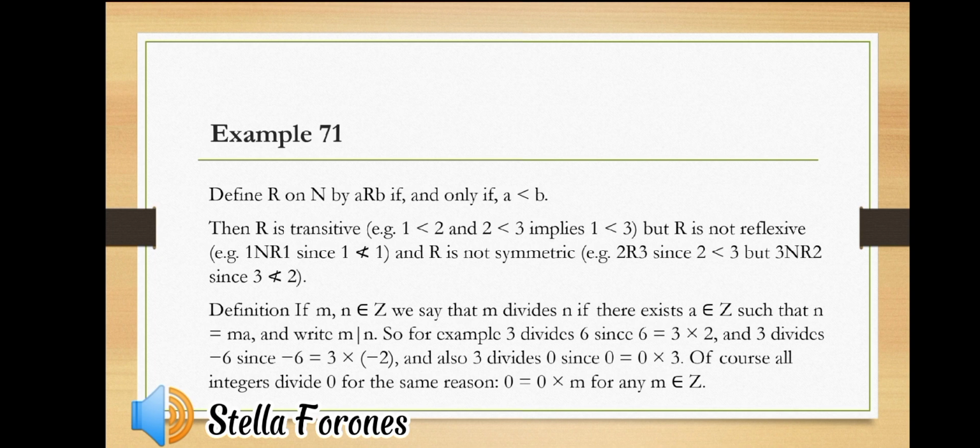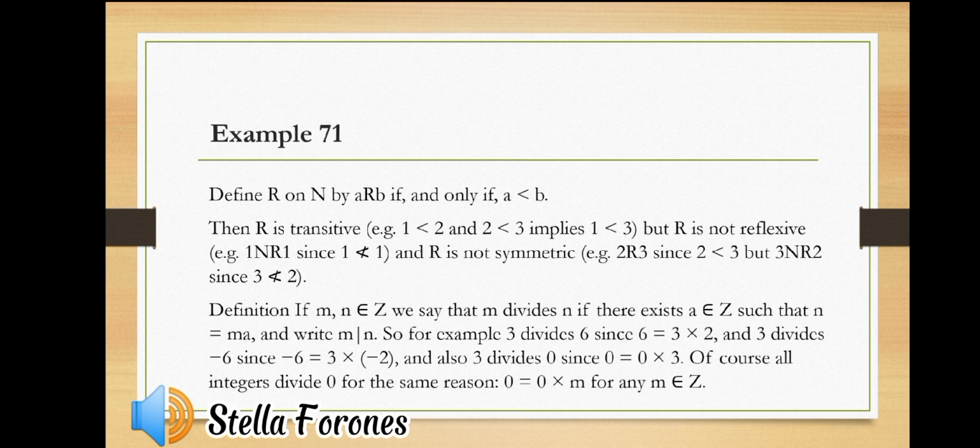Definition: if m, n are elements of Z, we say that m divides n if there exists an element a of Z such that n equals m times a, and we write m divides n. So for example, 3 divides 6 since 6 equals 3 times 2, and 3 divides negative 6 since negative 6 equals 3 times negative 2, and also 3 divides 0 since 0 equals 3 times 0. Of course, all integers divide 0 for the same reason, so 0 equals m times 0 for any m.